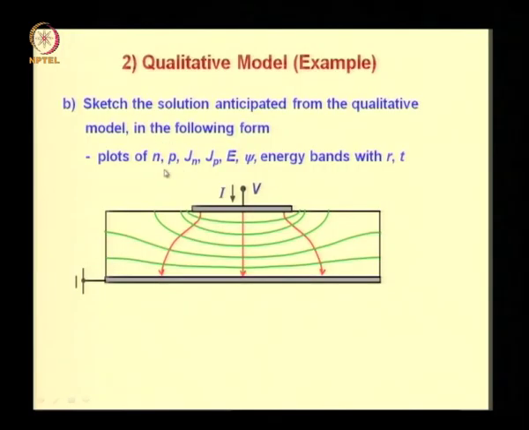Similarly, we are not sketching the electron and hole distributions as a function of distance because we are assuming electron and hole concentrations are uniform. To sketch the current densities and electric field and potentials, we begin from the potential and field or current flow line picture. We are not going to plot anything regarding the hole current density because hole current density is assumed to be negligible.